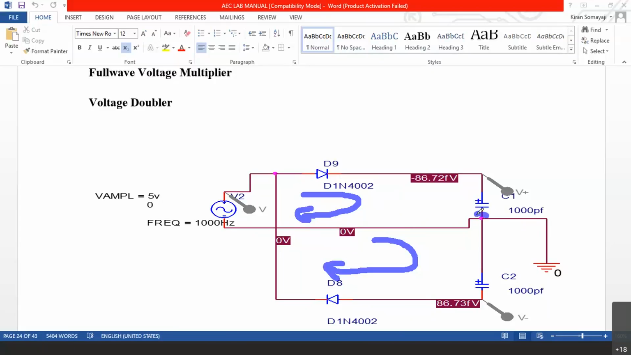Ground is connected here in the middle. And there is no junction. You can see there is no junction. This is not a connection. Connection is here. There is no connection here.